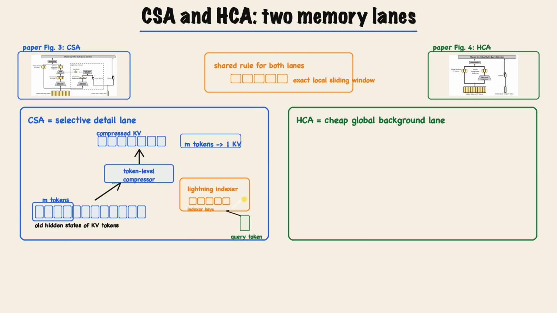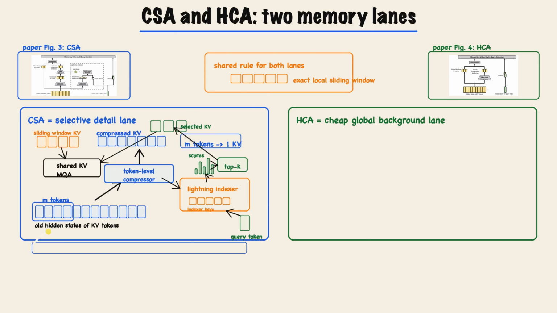Now, the query token asks a small lightning indexer which compressed blocks matter. That indexer is not the main attention yet. Correct. It is a cheap scorer. It turns compressed indexer keys and the query into index scores. Then, top K keeps only a few compressed blocks for the main shared KV attention. So CSA still has detail, but it refuses to read every block. Exactly. The selected compressed memory is concatenated with the exact sliding window, then sent to shared KV multi-query attention.